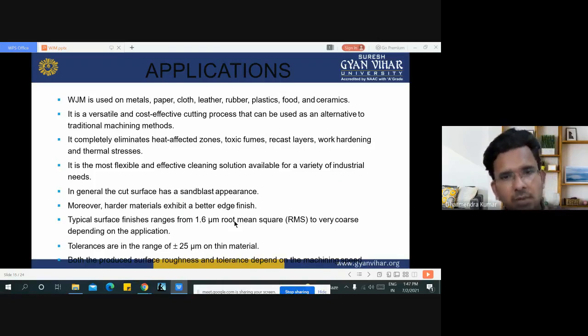It is the most flexible and effective cleaning solution available for a variety of industrial needs. In general, the cut surface has a sandblast appearance. Moreover, harder materials exhibit a better edge finish. Typical surface finishes range from 1.6 micron root mean square, varying depending on the application. Tolerances are in the range of plus or minus 25 micron on the material. These are some applications of the water jet machining process.